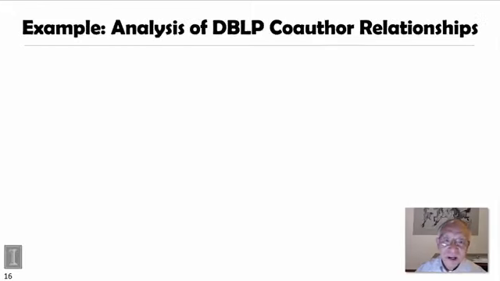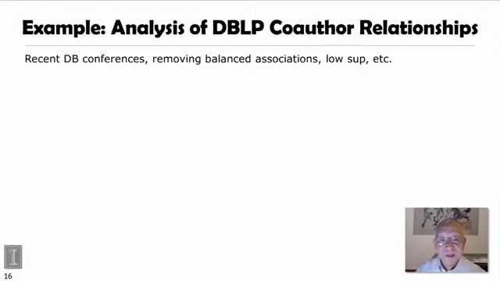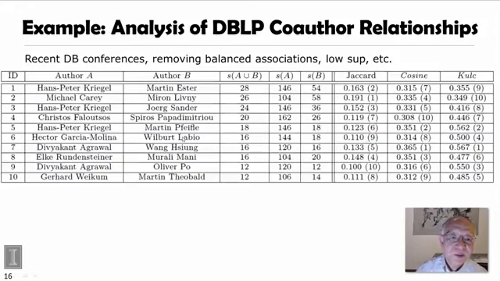Okay. Finally, we are going to show you some real data sets, like the DBLP data sets. We want to look at co-author relationships. So let's look at this table. This table we got around the year 2007. We studied the recent database conferences. We look at those authors who publish papers and co-author papers in database conferences.